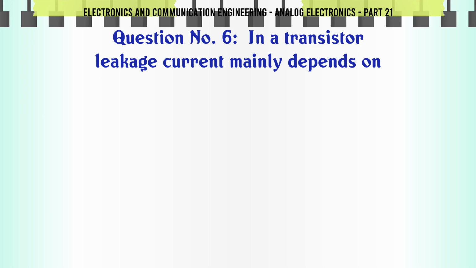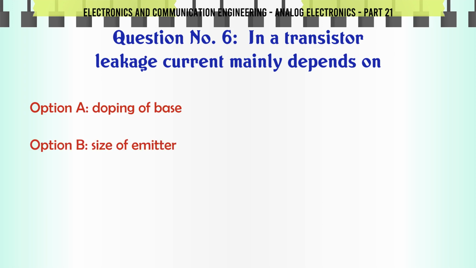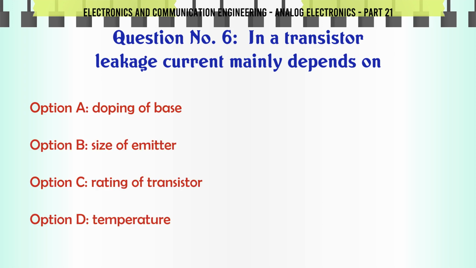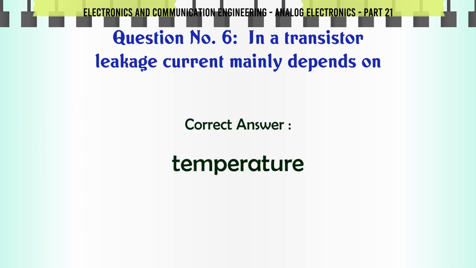In a transistor, leakage current mainly depends on A. Doping of base. B. Size of emitter. C. Rating of transistor. D. Temperature. The correct answer is temperature.